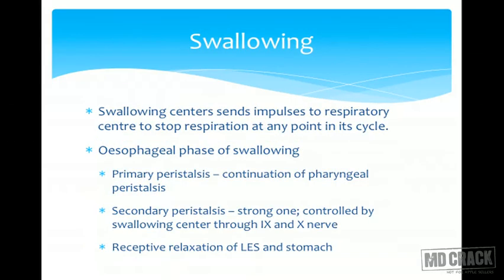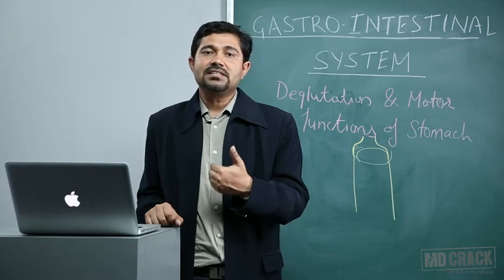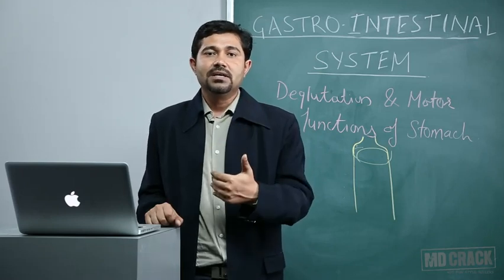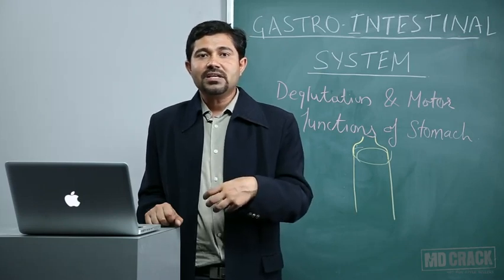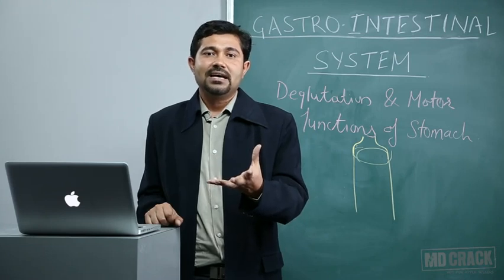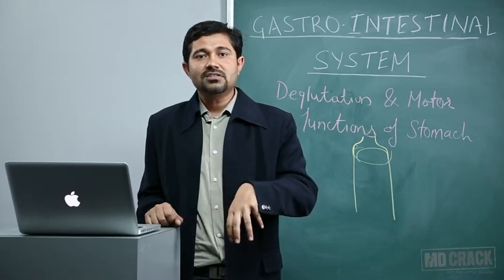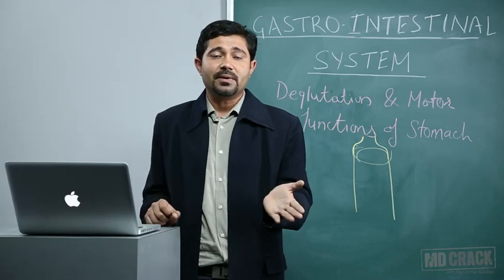Once the bolus is in the esophagus, there is a stretching of the esophagus, and because of that peristalsis will be generated. Primary peristalsis is generated because of the myenteric plexus, and gravity also supports it. Mainly, primary peristalsis is sufficient to cause the movement of the bolus through the esophagus, and when it reaches the lower end of the esophagus, the lower esophageal sphincter will relax. Because of that, the bolus will go inside the stomach, and there will be receptive relaxation of the stomach.